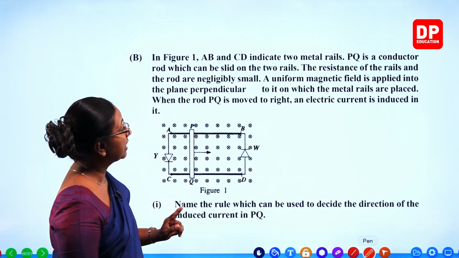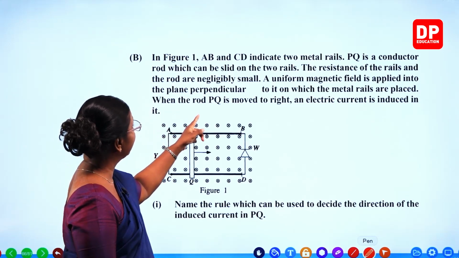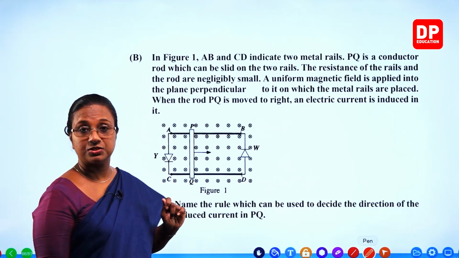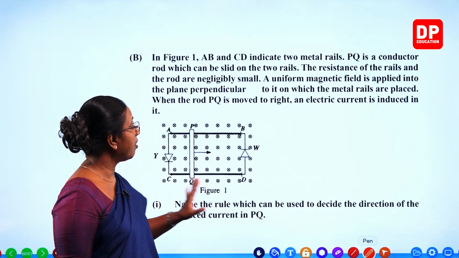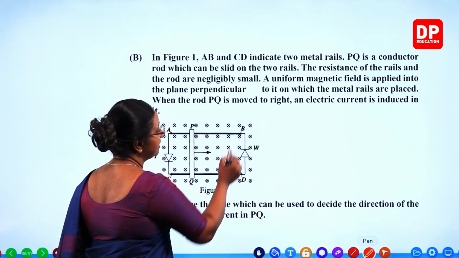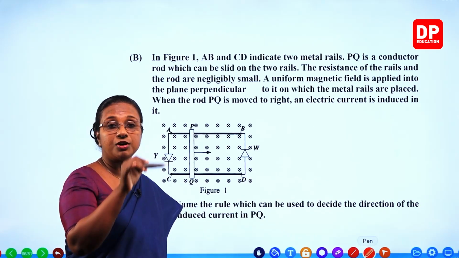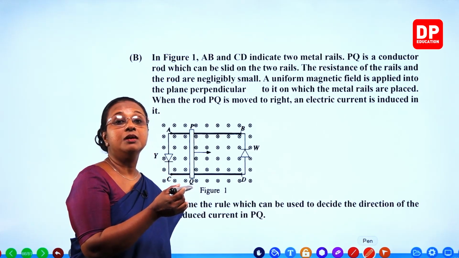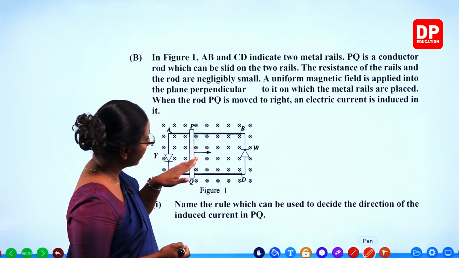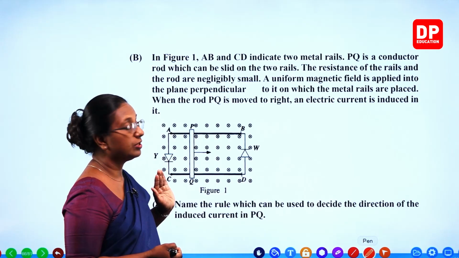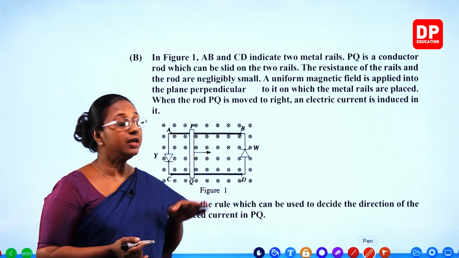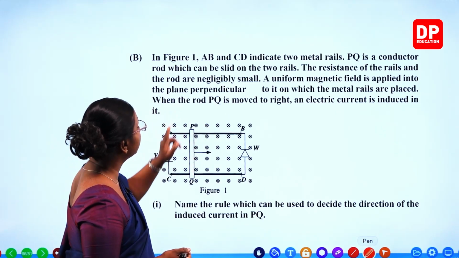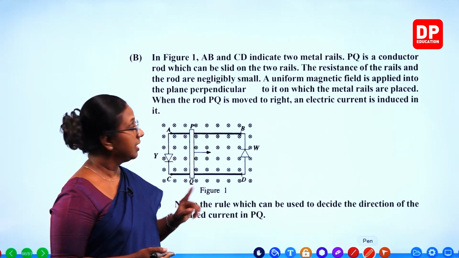A uniform magnetic field is applied into the plane perpendicular to it on which the metal rails are placed. So here there is a uniform magnetic field. So you are familiar with this symbol, students. A round with a cross in the middle, that means there is something going into the plane. So here this is the board. So there is a magnetic field going into the board. If it is the paper, into the paper. So a uniform magnetic field is applied into the plane perpendicular to it.